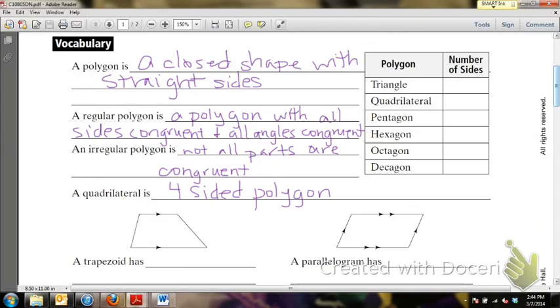Now, speaking of fancy names, let's fill in this nice chart on the other side. A triangle, tri means three, and has three sides. Quadrilateral, quad means four. Penta means five. Hexagon means six. Octagon means 8. And a decagon means 10. Okay, so fill all that in, and then we'll talk about the special types of quadrilaterals.